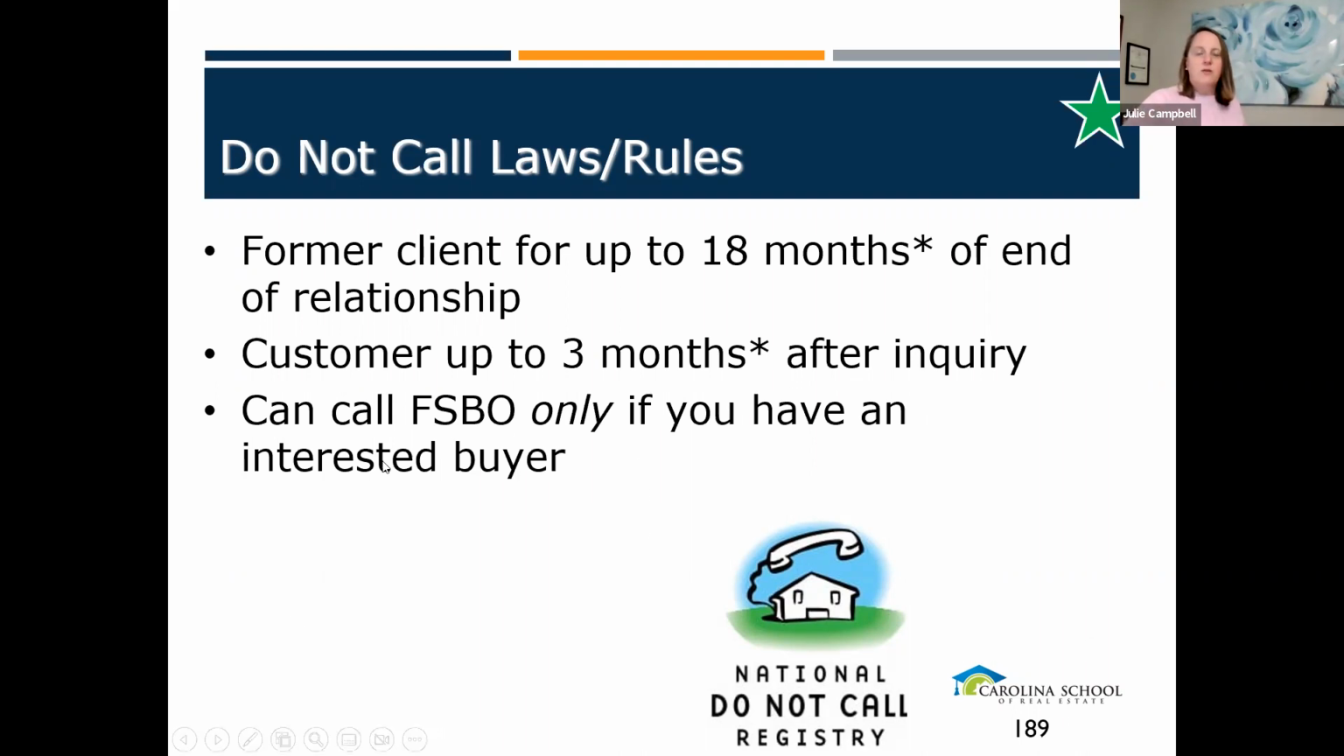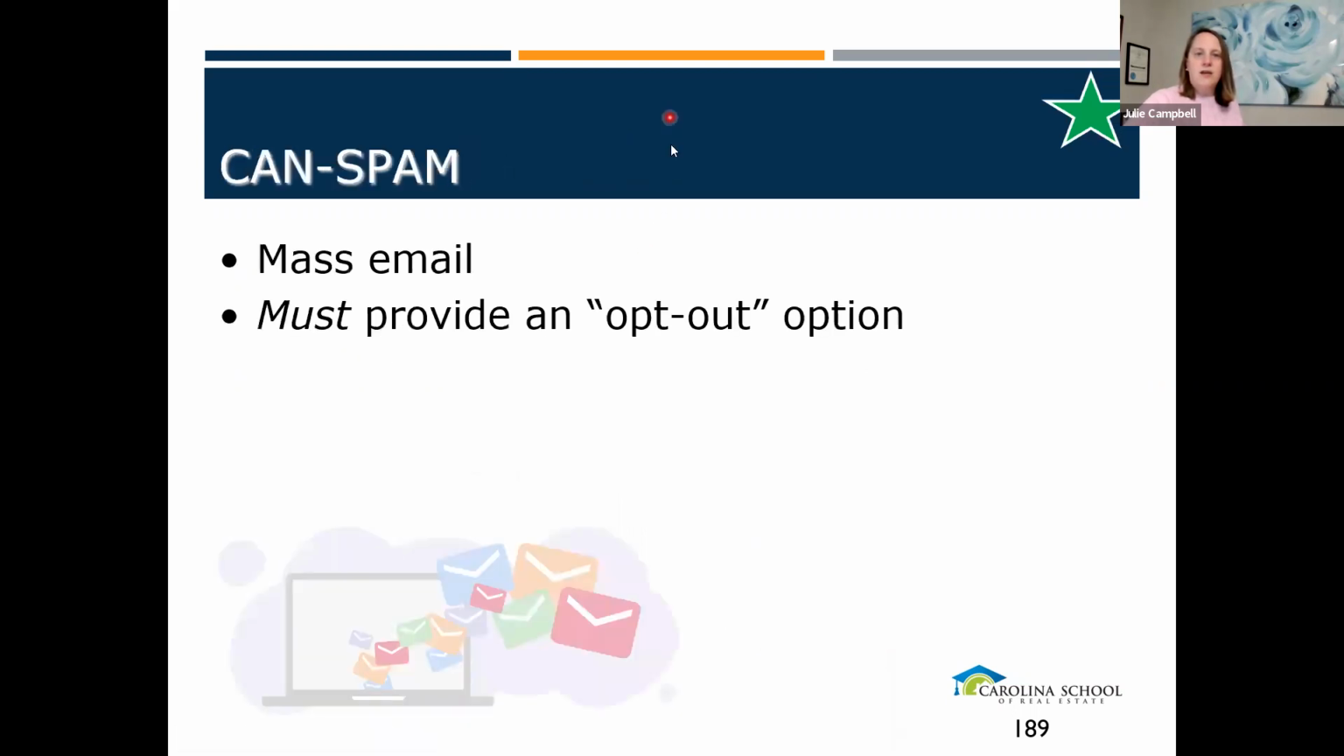The other thing we need to be aware of with soliciting is when we're sending out mass emails. Mass emails fall under something called the CAN-SPAM Act. Now, you don't need to know this, but CAN-SPAM on page 190 is defined as the Controlling the Assault of Non-Solicited Pornography and Marketing Act, CAN-SPAM. And it's the act that, again, is about mass emails.